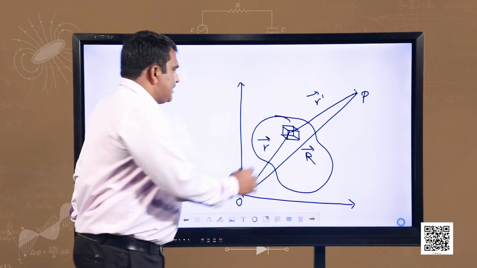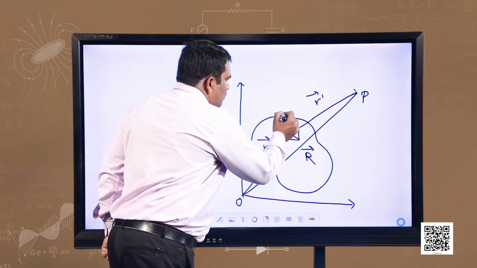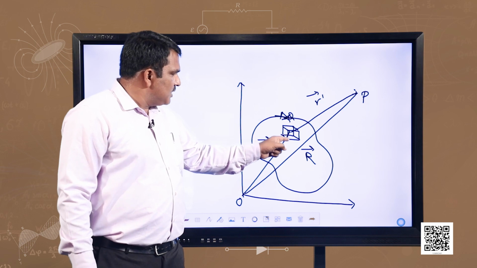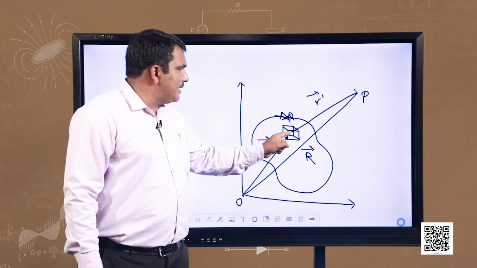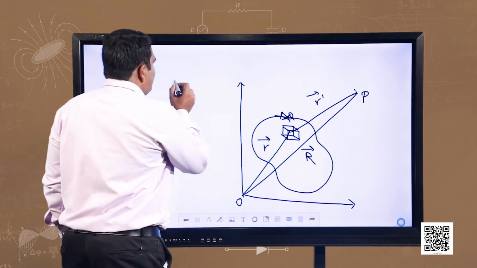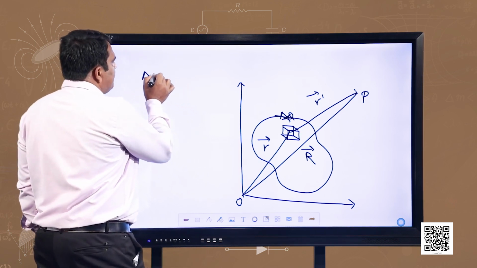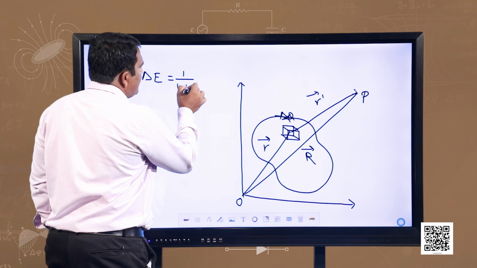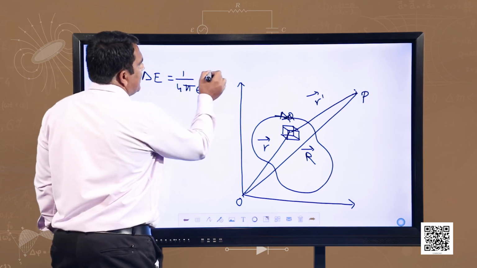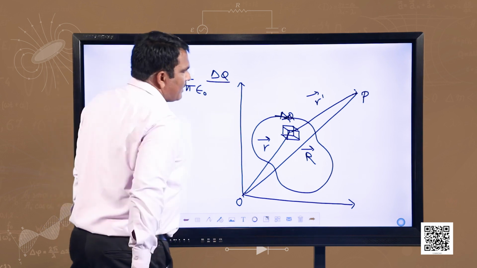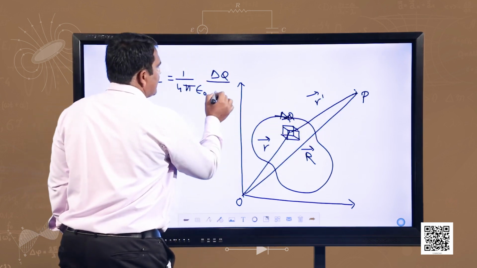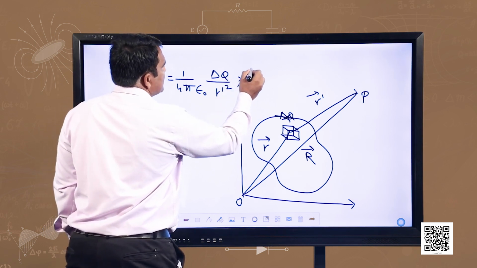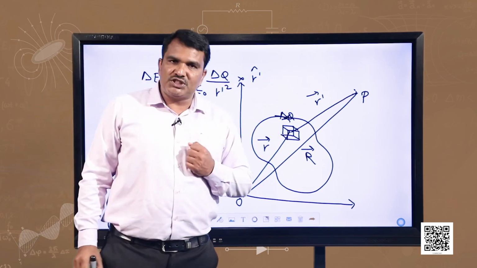Suppose this volume element contains a small charge, suppose delta q. So, first we will find electric field due to this charge which is contained in this volume element at this point P, and this electric field will be small and it will be delta E, and the magnitude will be 1 by 4 pi epsilon naught delta q divided by r dash square, and it will be in the direction of r dash cap if this delta q is positive charge.